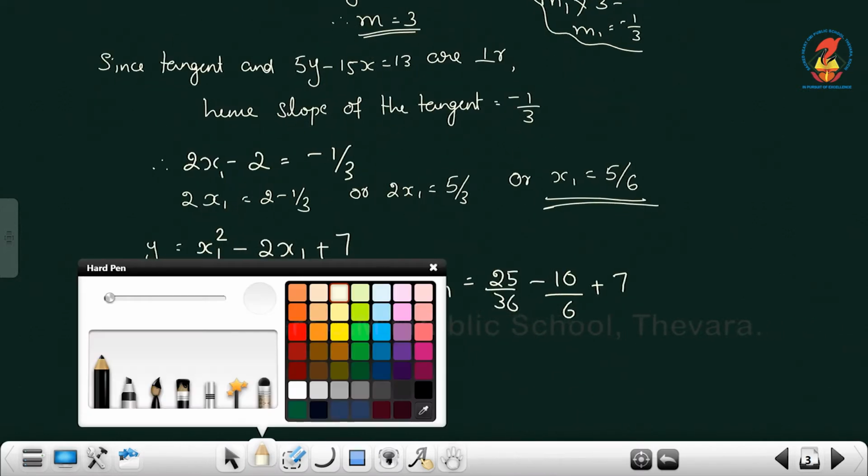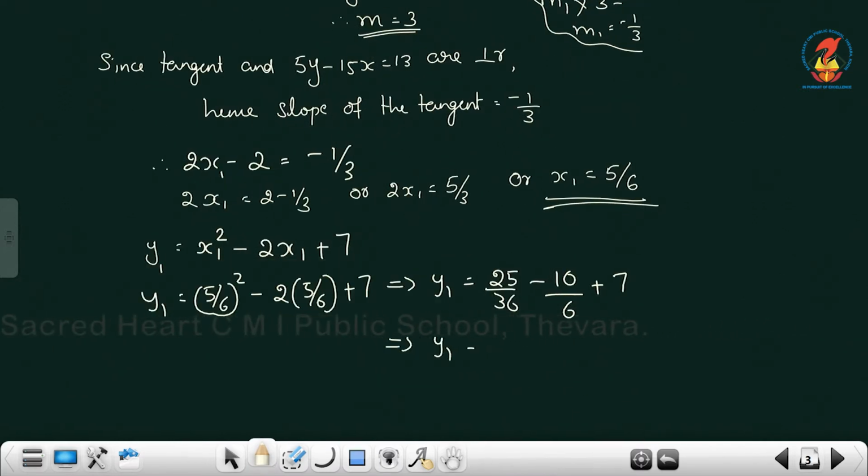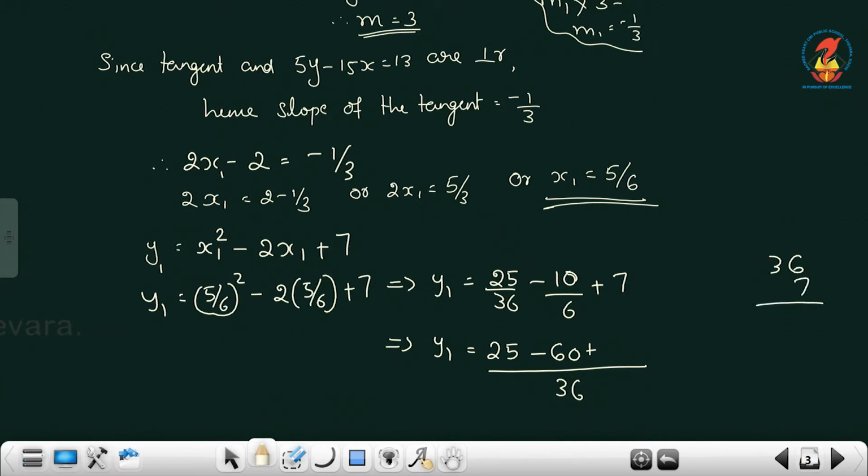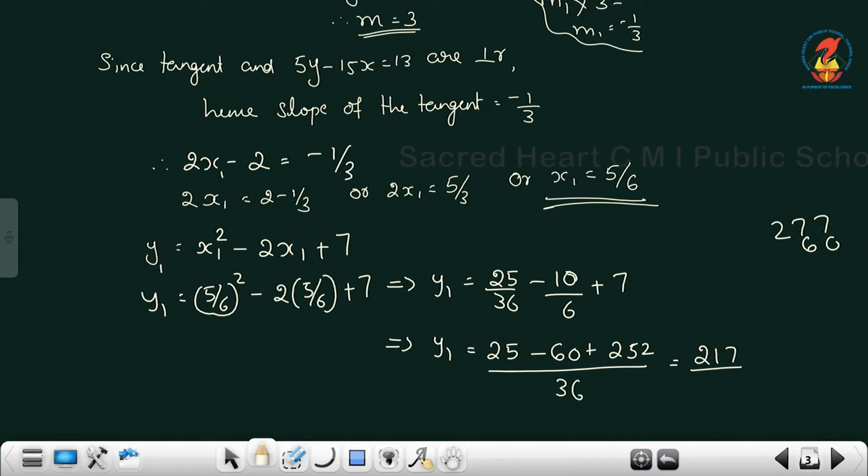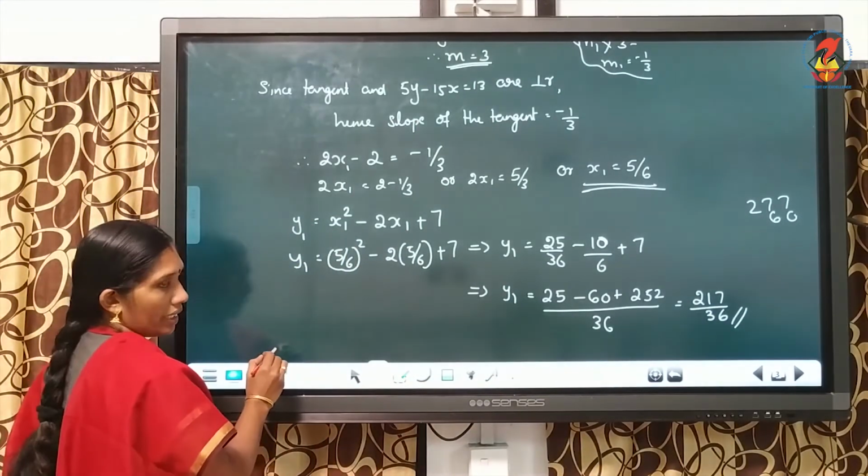Taking LCM, which implies y1 is equal to 25, 36 is the LCM. So, 10 into, we have to multiply by 6, so 60, plus 7 into 36. 36 into 7 is 252. Now, 252 plus 25 is 277. 277 minus 60, that is 217 by 36. That is y1. Now, we can write the equation.